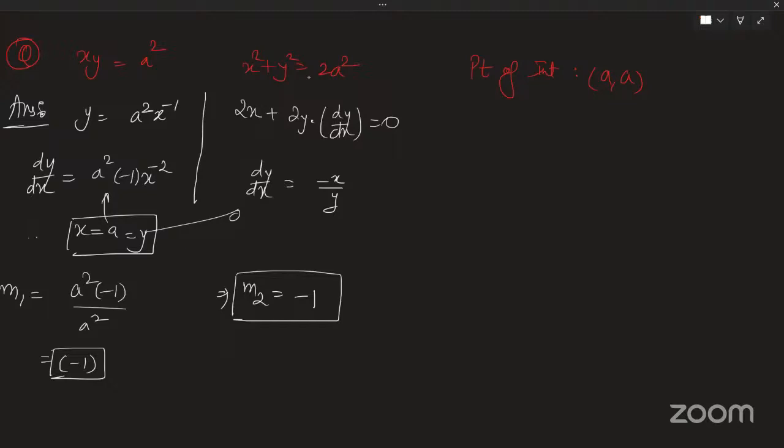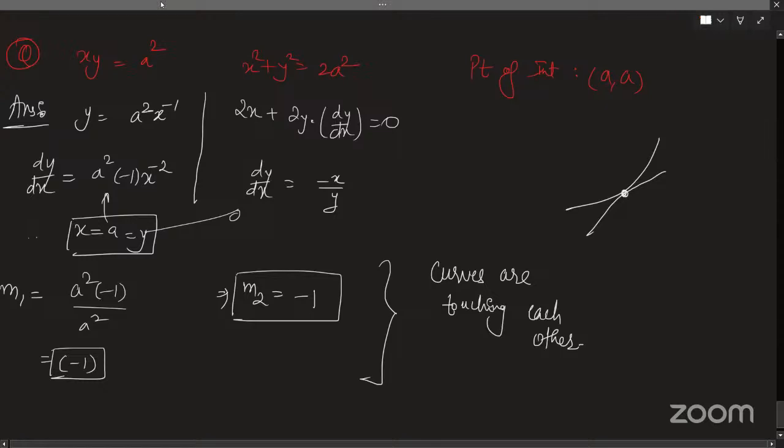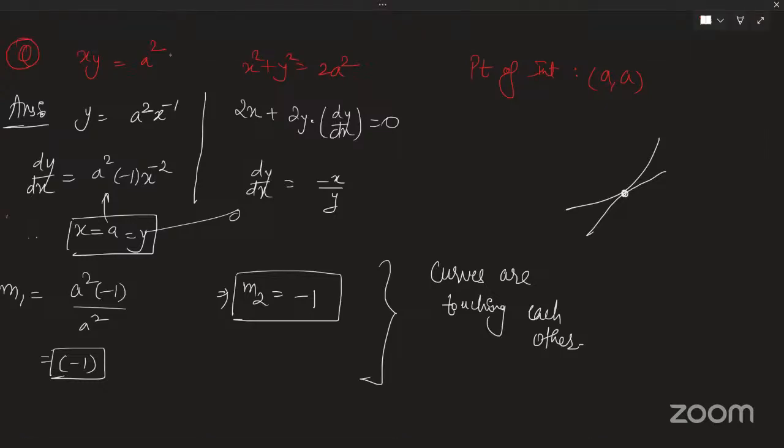What is meant if the slopes are equal? What will happen if the slopes are equal? Slopes are equal means both of them are touching. See, slopes are equal means something like this is happening. Both of them will share their tangent, have a common tangent. This is happening.